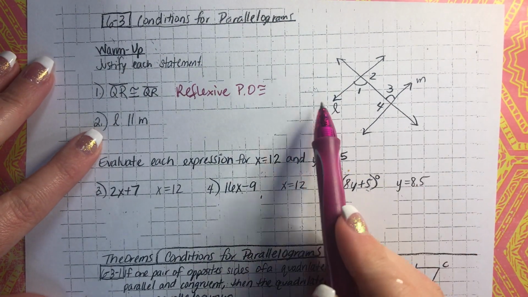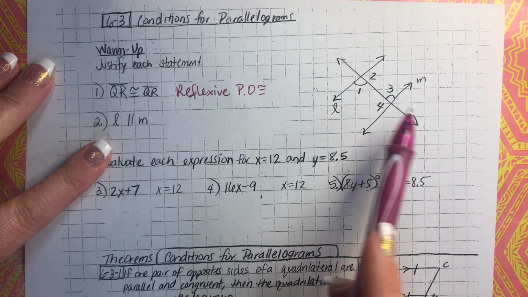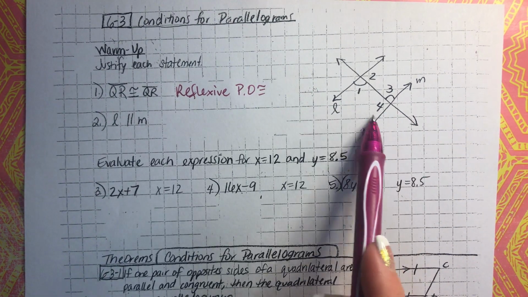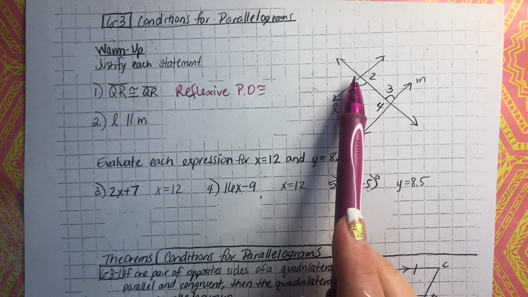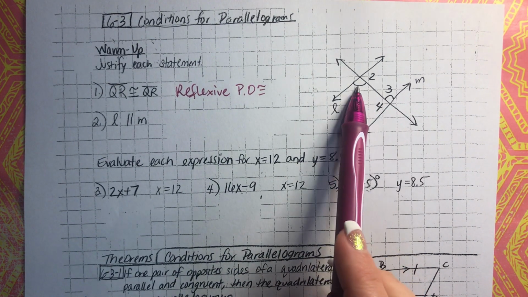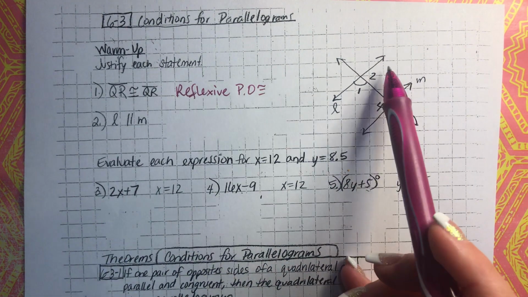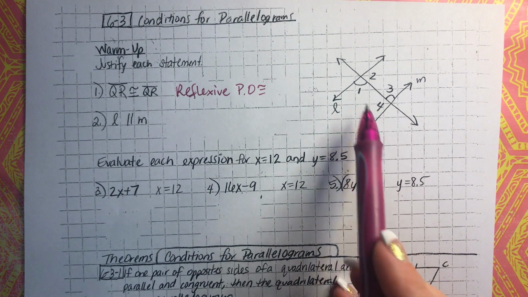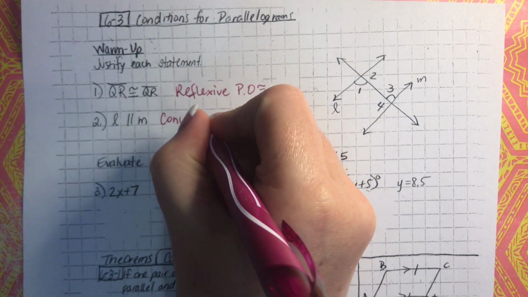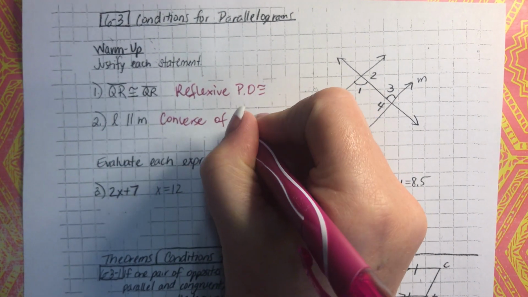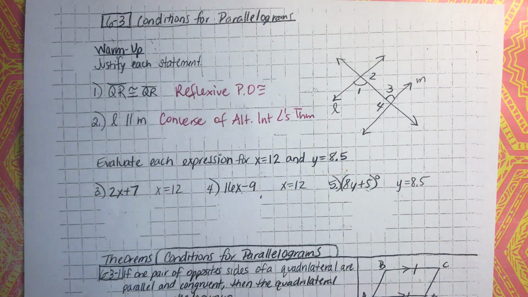Looking at the figure here, it says L is parallel to M. We're trying to see why. Why would L and M be parallel? We have a transversal here, and it looks like those alternate interior angles are congruent. So by the converse of the alternate interior angles theorem, L and M would be parallel. A blast from the past: the converse of the alternate interior angles theorem. That's why those two lines are parallel.